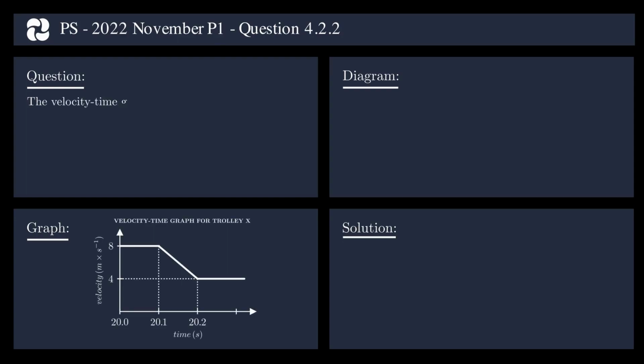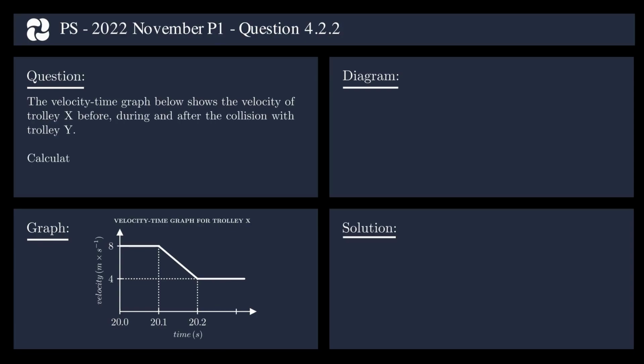The velocity time graph below shows the velocity of trolley X before, during, and after the collision with trolley Y. Calculate the average net force that trolley X exerts on trolley Y during the collision. Usually, the first step to solve complicated questions in physics is to draw a diagram or an image.